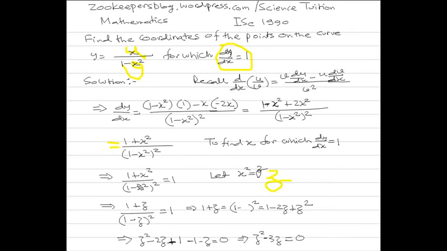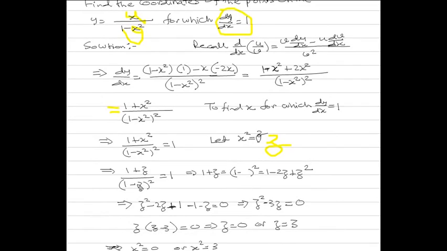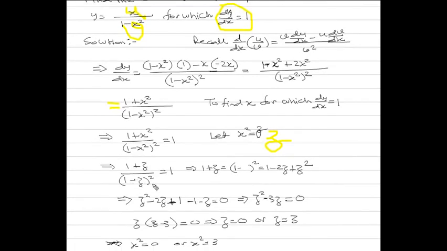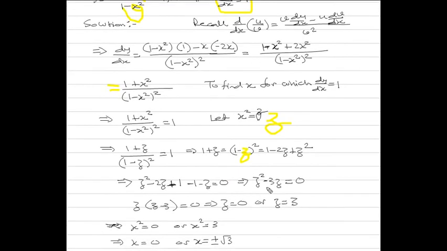X square is equal to z. So I write this equation as (1 plus z)/(1 minus z) whole square equal to 1, and then we cross multiply and simplify. Ultimately we see that it is a simple quadratic equation, and we get the final quadratic equation as z square minus 3z is equal to 0.